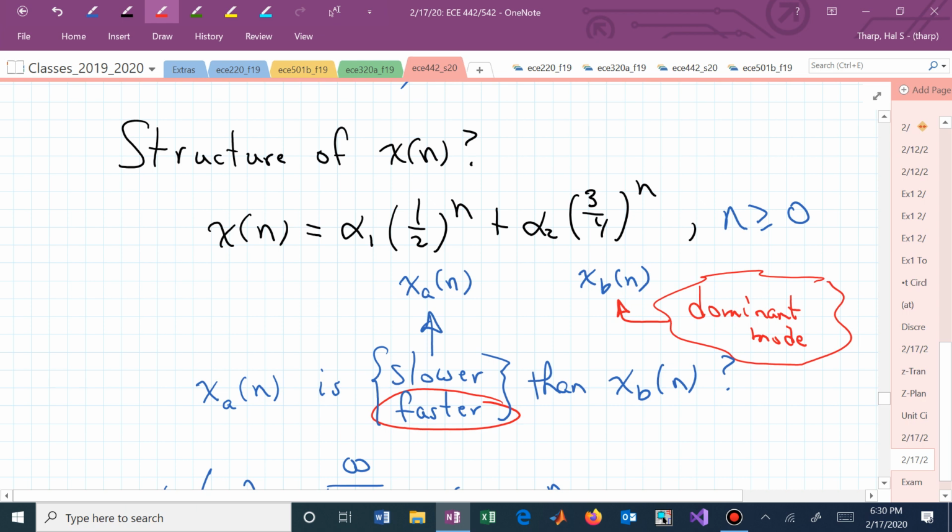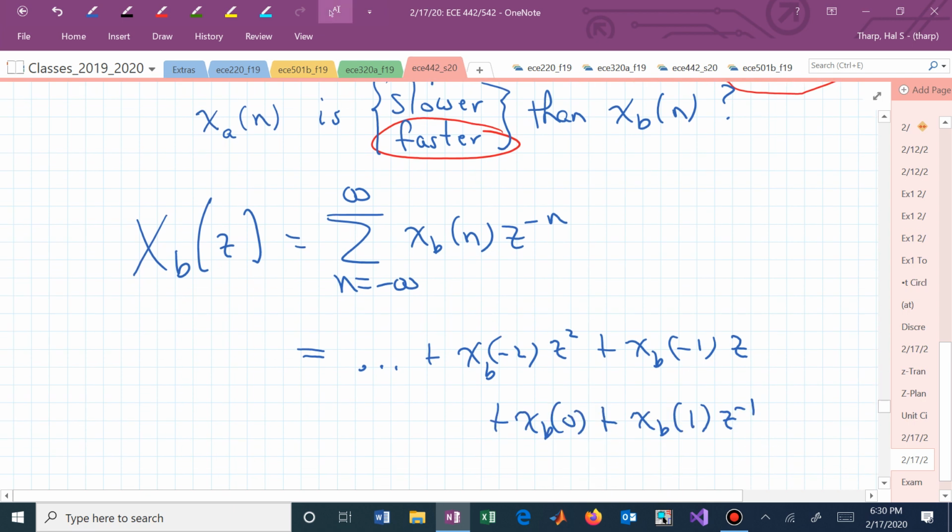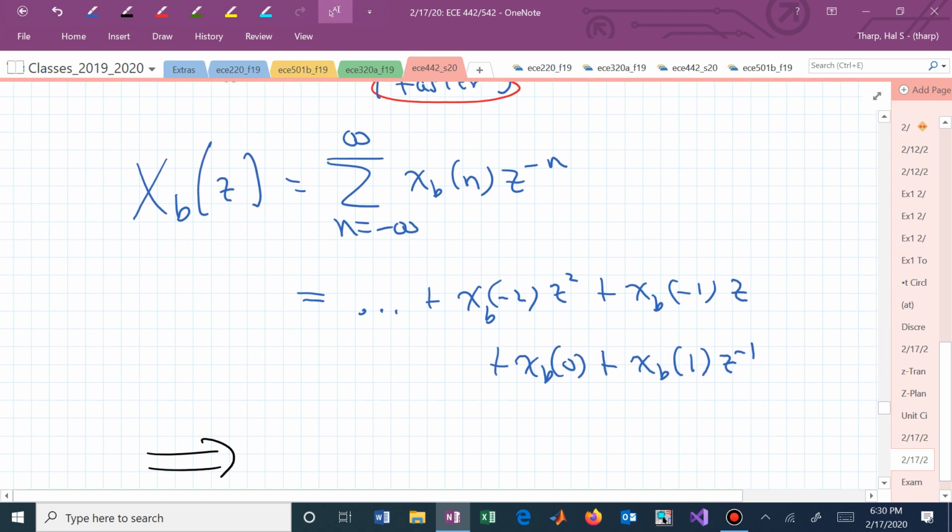Is that clear? Now, you can now do this in your sleep, right? You know this is the definition of the z-transform. You can now write down all of these terms. And you can say dot, dot, dot on either side.